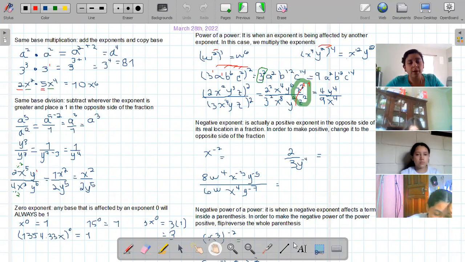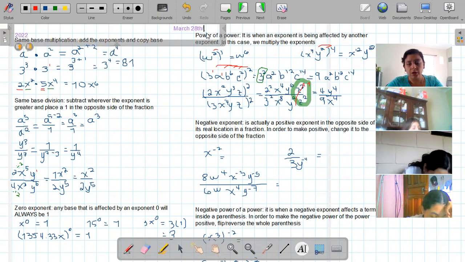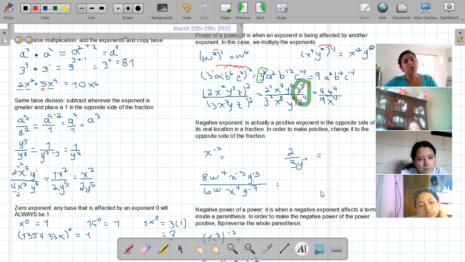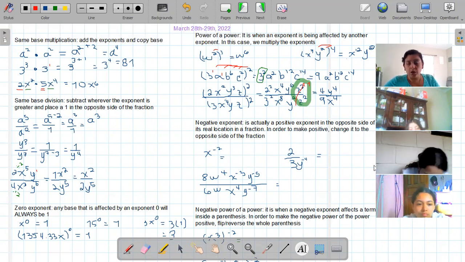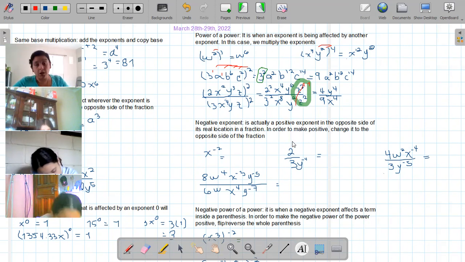Let's continue with the topic that we started March 28th. So we're just going to place over here that we're going to continue today on March 29th. Almost done with the month and also with the topic. Today we're going to continue working on the rules of exponents. We saw multiplications of same bases, divisions of same bases, zero power, and the power of a power. Today, we're going to see the negative exponent and the negative power of a power. Those are the only two that we are missing, okay?